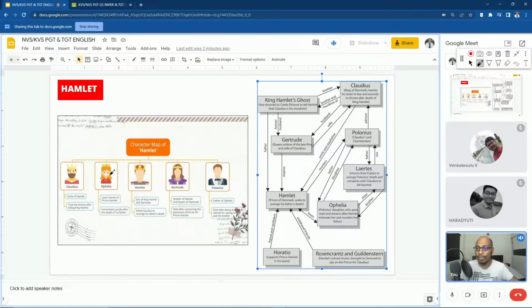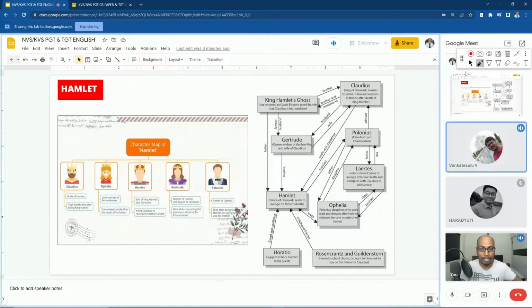You must know who is Ophelia, the love interest of Prince Hamlet, and Polonius is the father of Ophelia and he is a counselor to King Claudius. Okay, now let us come back to the right side of the mind map. Is it visible, right side mind map, Venkatesh sir? Yes, sir, it's visible.